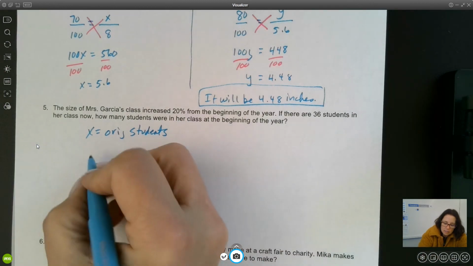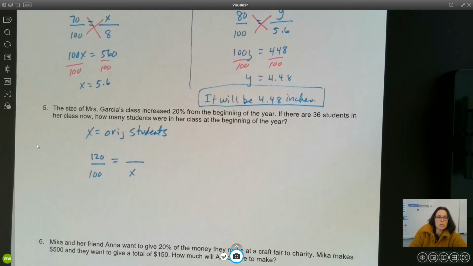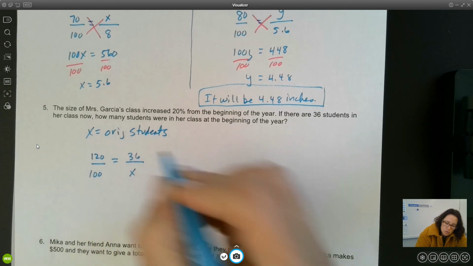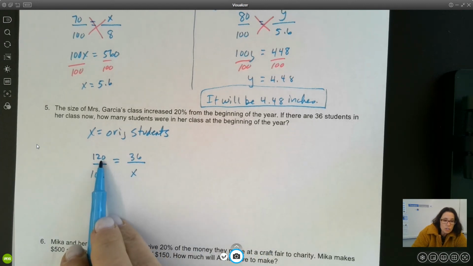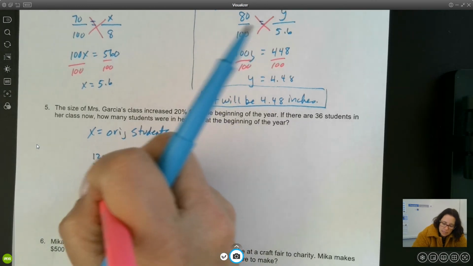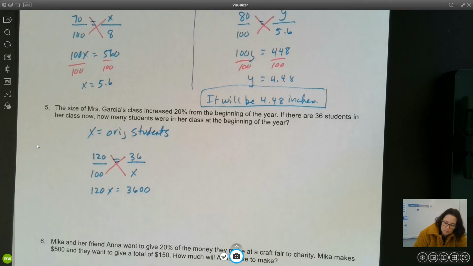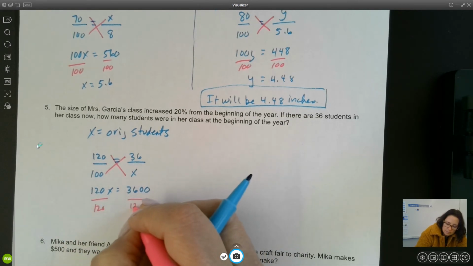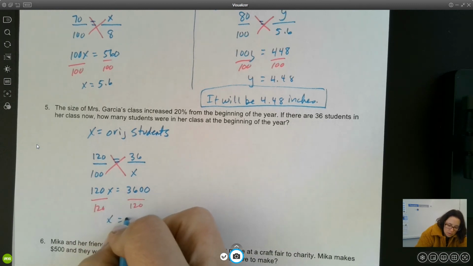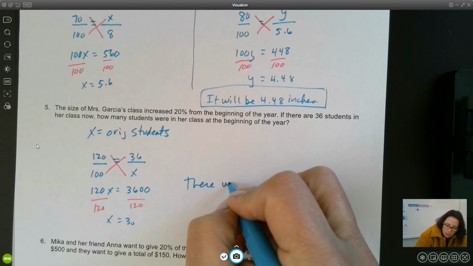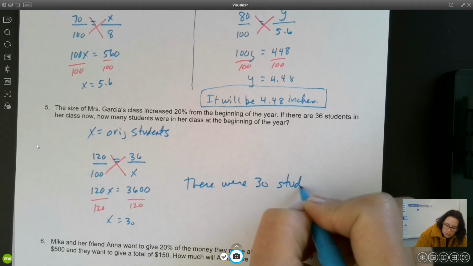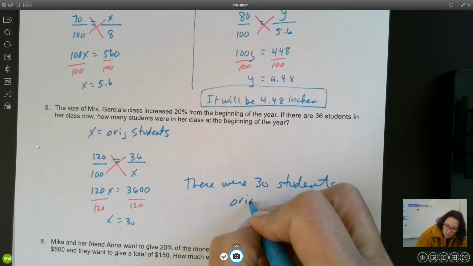Now this 20 needs to be added on to the original 100. We're looking for 120%. Okay, so there's your setup. 36 has the increase in it. 36 is not just the 20%. That'd be a huge class. Okay, so there's your setup. We have 120x equals 3600, and then we're going to divide by the 120, and we get x equals 30. There were 30 students originally.